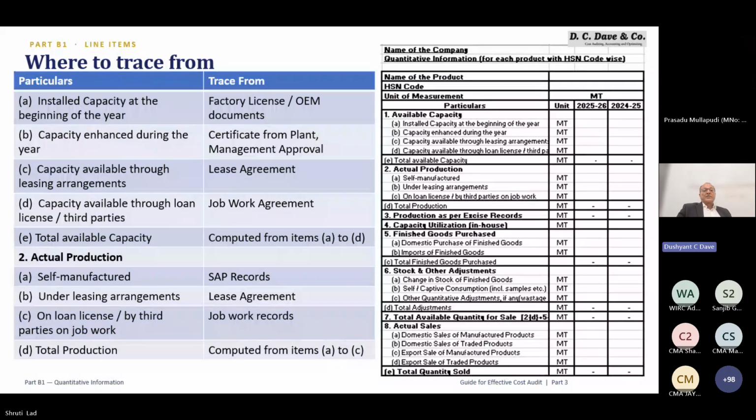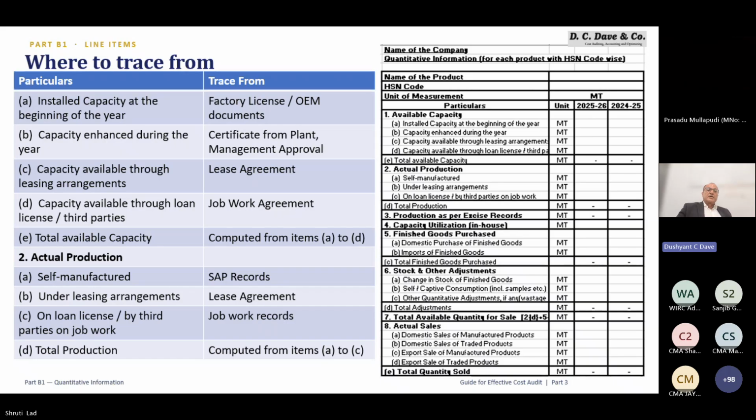Capacity through leasing nowadays, as I said, you can go not only to the lease agreement, but also to what the production responsibilities are, what the period of lease is, what the quantity produced is, etc. That also becomes important information for you.